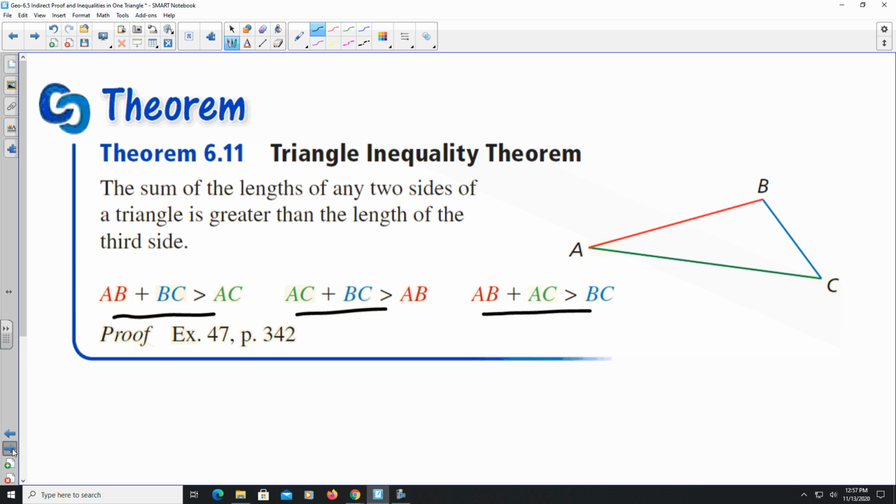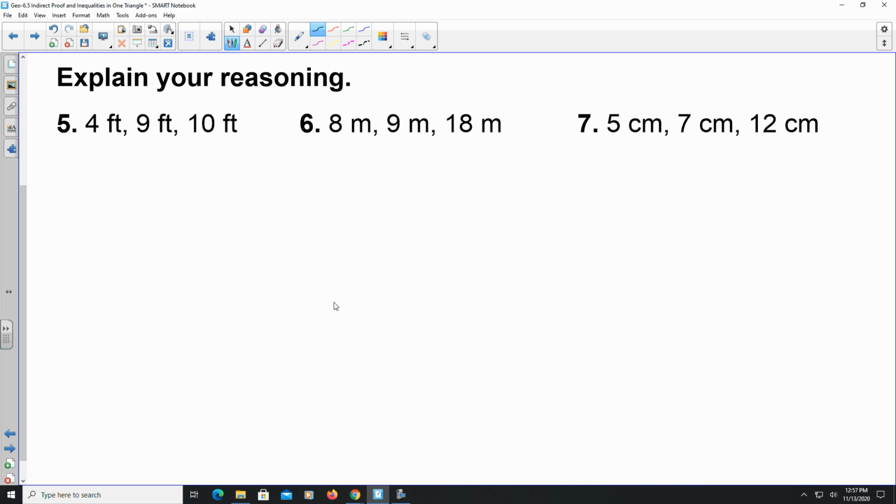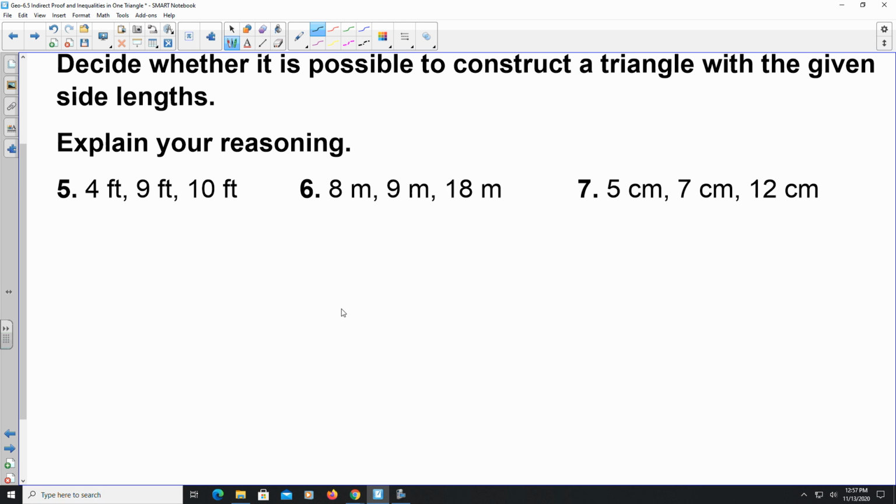So before I get to number 4, I'm going to look at either 5, 6, or 7. They want to know if it is possible to construct a triangle with the given sides. Looking at number 5, you have to show all three inequalities to see if they hold true. First off, I'm going to look at 4 plus 9. I want to see if that's greater than 10. 4 plus 9 is 13. Is 13 greater than 10? That's true. It checks out.